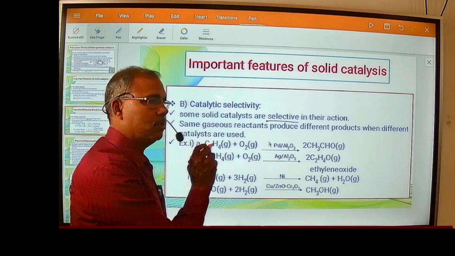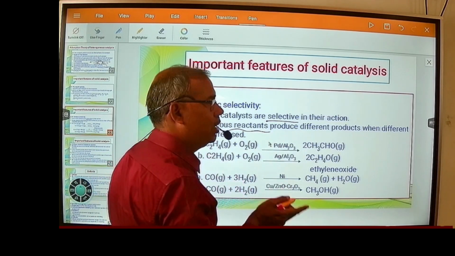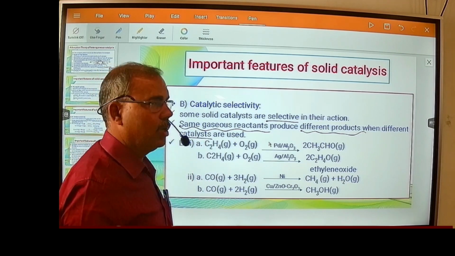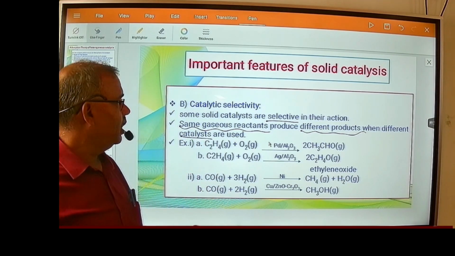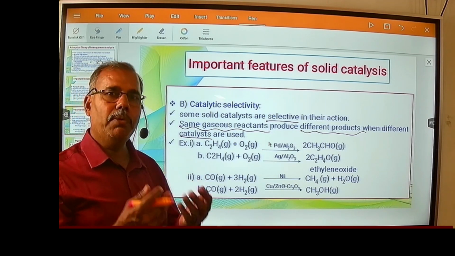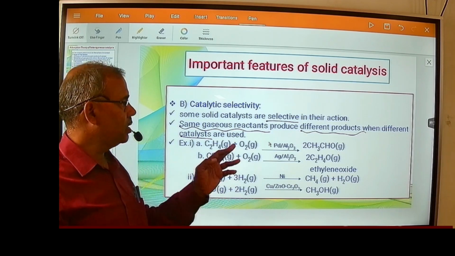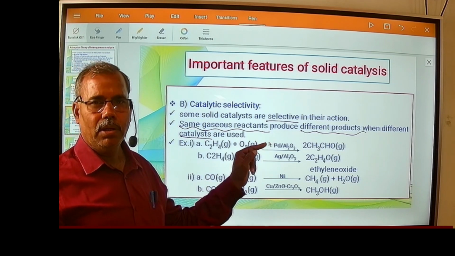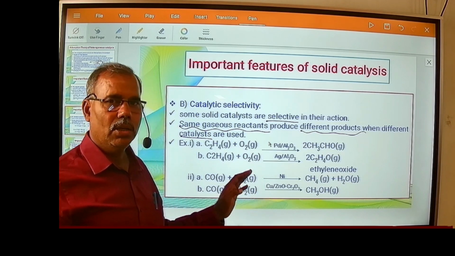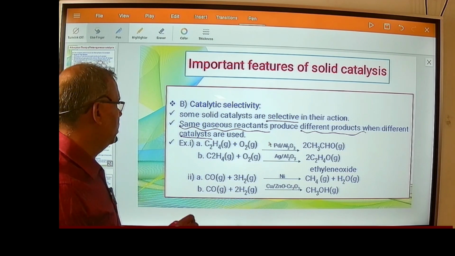So what is the concept here? Same gaseous reactants produce different products when different catalysts are used. That means the reactants are same, let's say gaseous reactants, but they produce different products when different catalysts are used. That is, the product will depend upon the catalyst and not on the reactants. So reactants are same, but the products are different with different catalysts. Examples are given here.